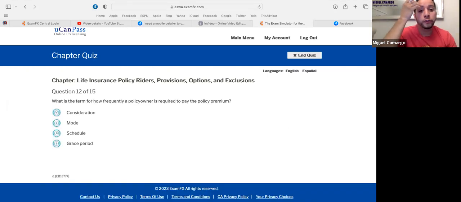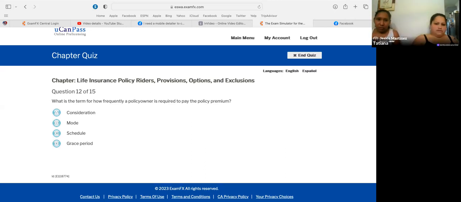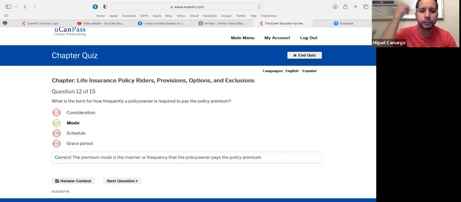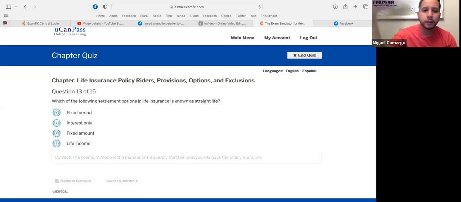All right. What is the term for how frequently a policy owner is required to pay premiums? We talked about this earlier. I said highlight this one. B, mode or frequency. Great job.